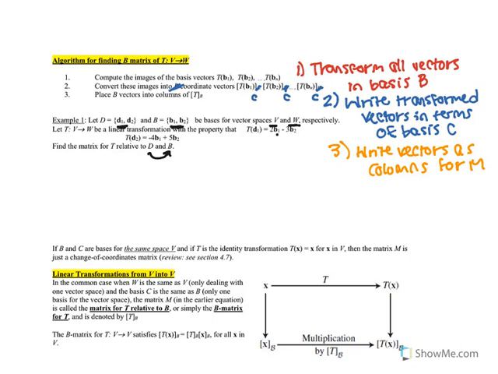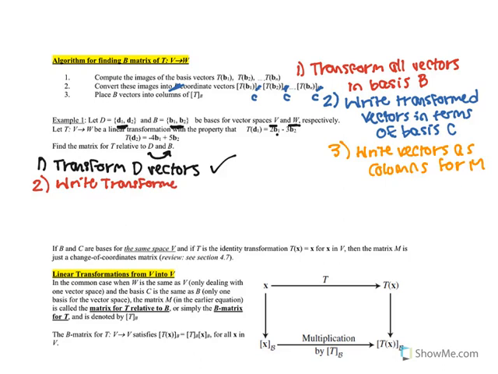So step one, transform D vectors. Did I put the vectors for the basis D through the transformation? Yes, check. Step two, write transformed vectors in terms of the basis B. Did I do that? Yes, I did.